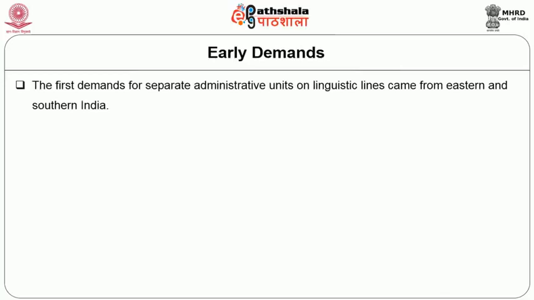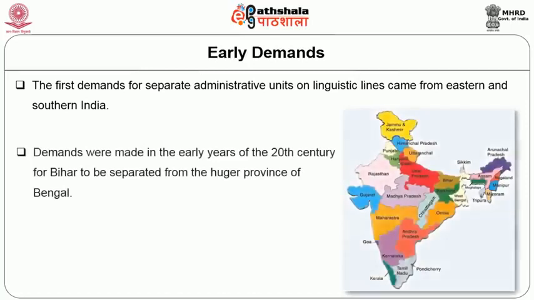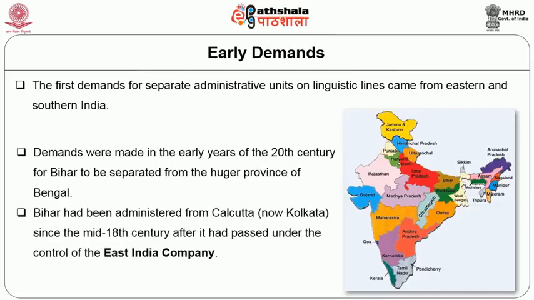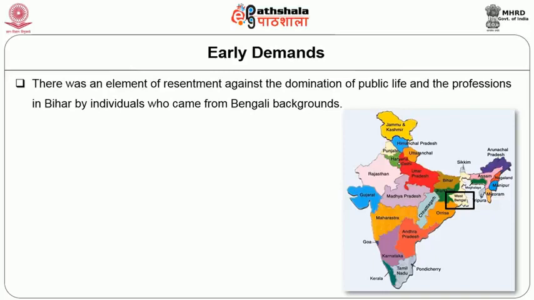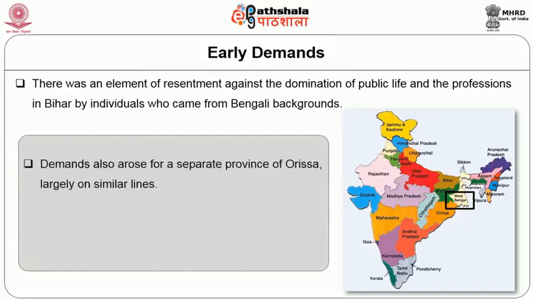The first demands for separate administrative units on linguistic lines came from eastern and southern India. Demands were made in the early years of the 20th century for Bihar to be separated from the Bengal province. Bihar had been administered from Calcutta, now Kolkata, since the mid-18th century after it had passed under the control of the East India Company. There was an element of resentment against the dominance of public life and the professions in Bihar by individuals who came from a Bengali background. Demands also arose for a separate province of Orissa, largely on similar lines.